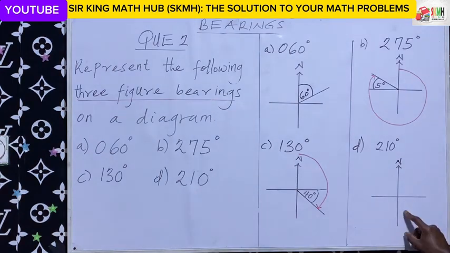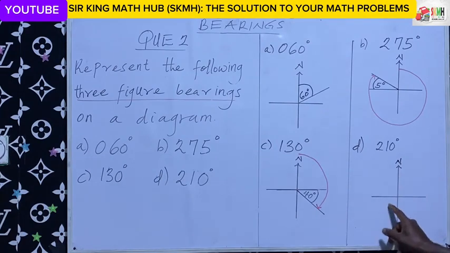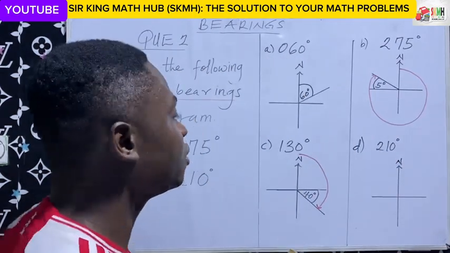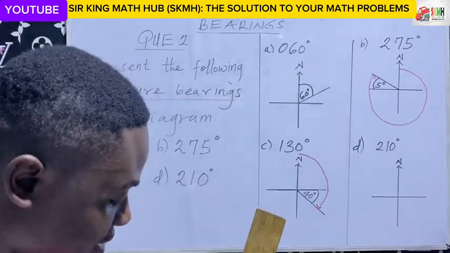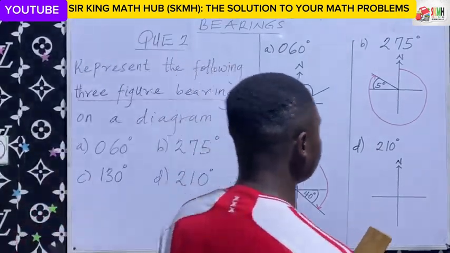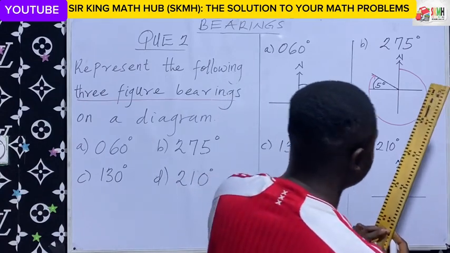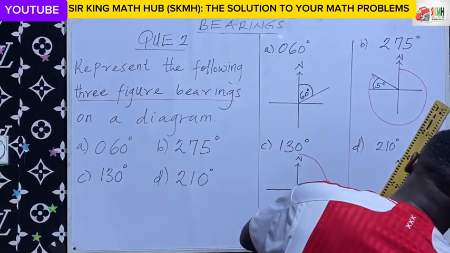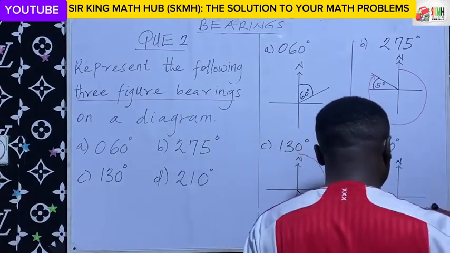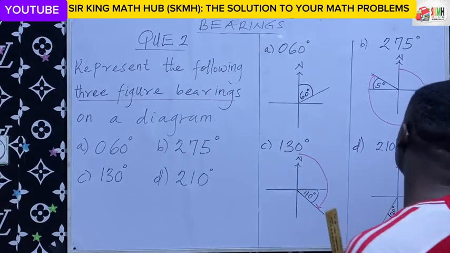So now, one here is 180 degrees. So 180 degrees plus what angle should give me 210 degrees? I hope you are doing your calculation. So you see that 180 degrees plus 30 degrees should give me 210 degrees. So the angle here should measure 30 degrees.